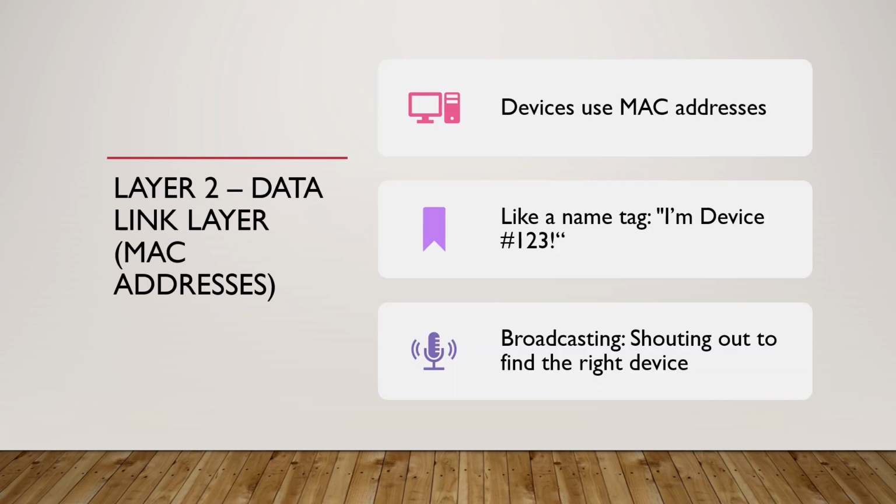Layer 2. At this layer, computers communicate using MAC addresses. Imagine it's like a name tag that every device wears, shouting, "Hey, I'm device number 123." And when it wants to talk to another device, it's like playing Marco Polo, but for computers.